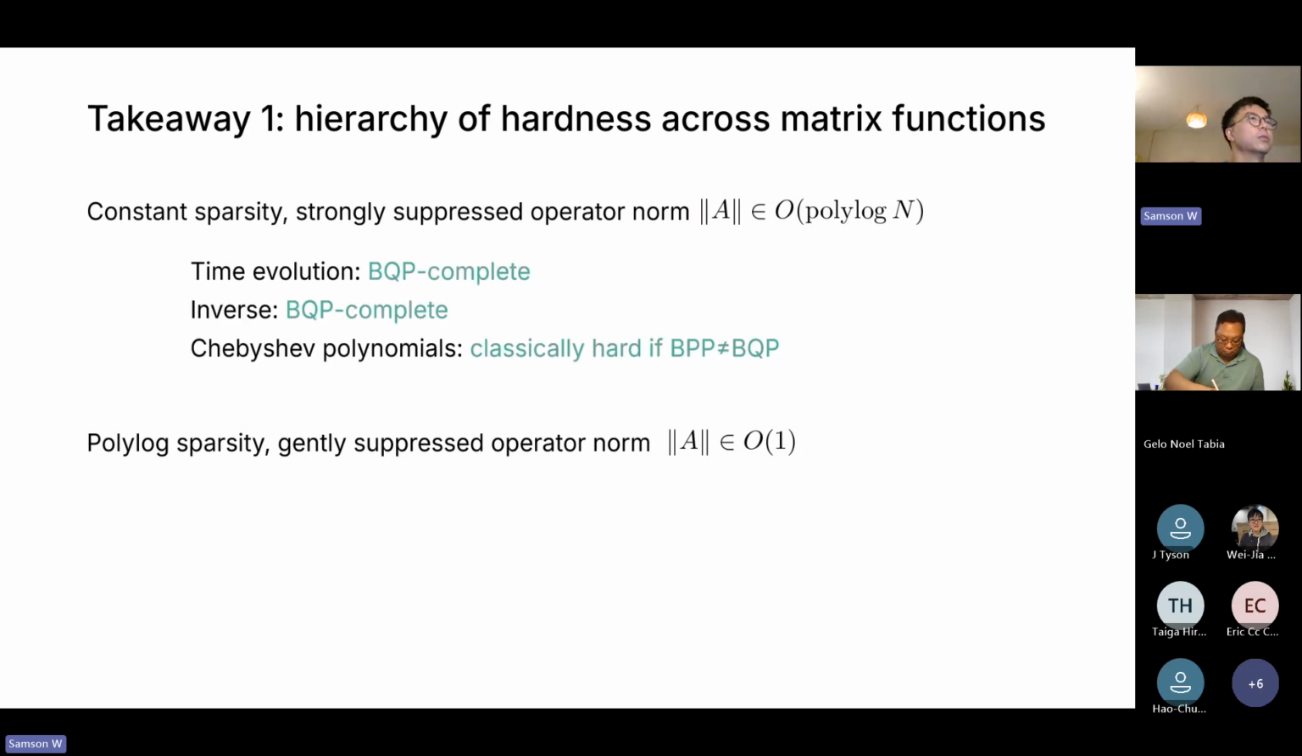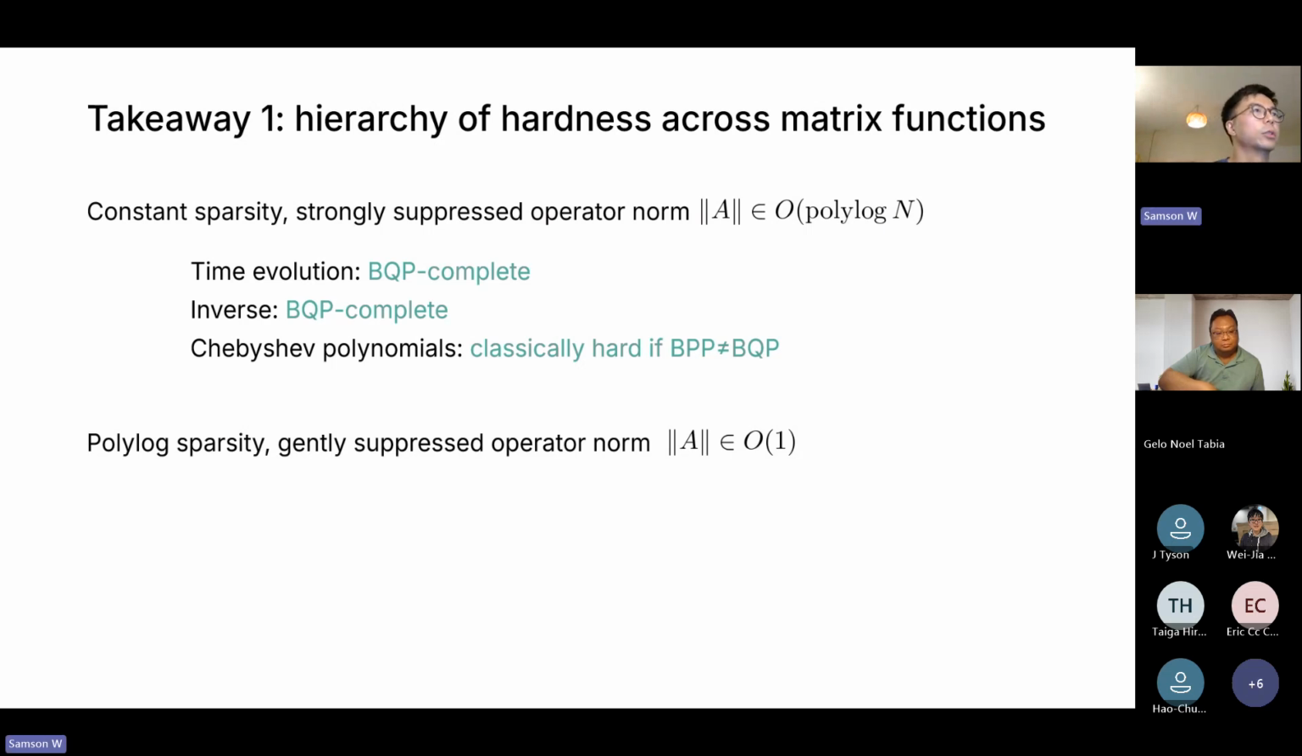We find that for time evolution and for the inverse function, the matrix entry problem and the local measurement problem are BQP complete. And for Chebyshev polynomials, we also see that they're classically hard under the standard assumption that BPP does not equal BQP, that classical does not equal quantum.